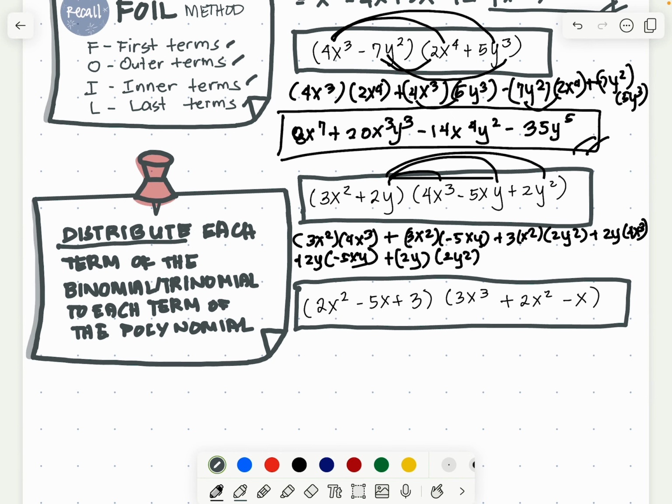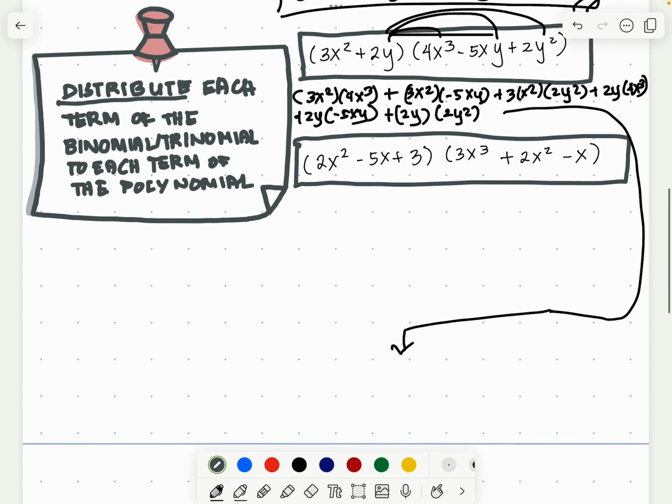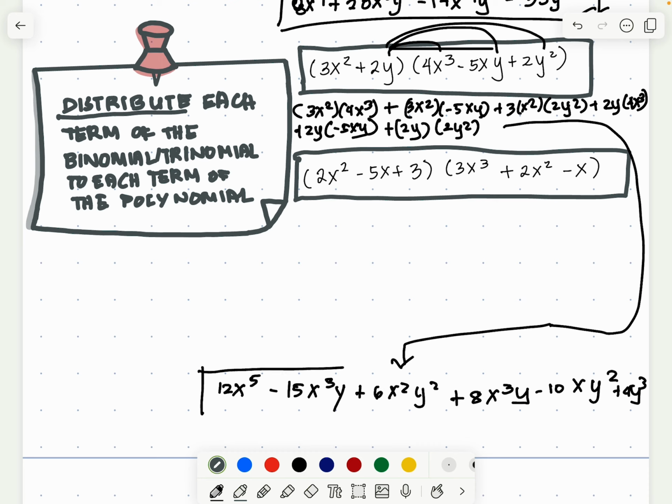Okay, I'm going to simplify it here. So 3x squared times 4x cubed, you have 12x raised to 5, and then minus 15x cubed y, and then 3 times 2, plus 6x squared y squared, plus 8x cubed y, minus 10xy squared, plus 4y cubed. So this is our final answer for number 2.